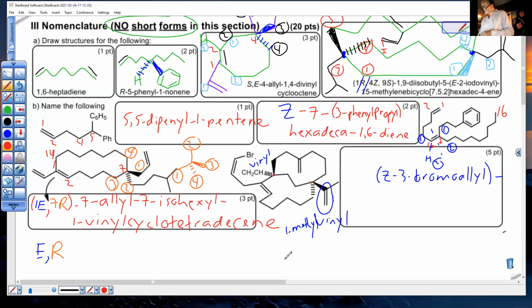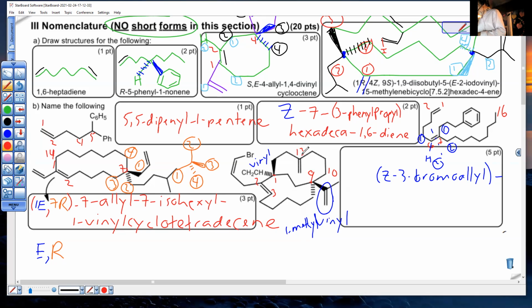And that means this is 1, 2, 3. And let's keep counting. 4, 5, 6, 7, 8, 9. And then we go to the right for 10. And we have our methylene on 13: 11, 12, 13. And we'll take it from there.